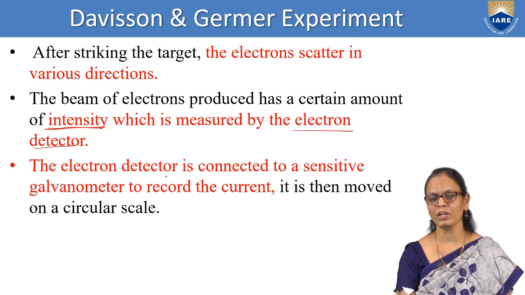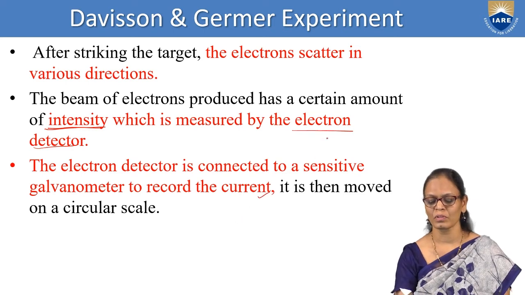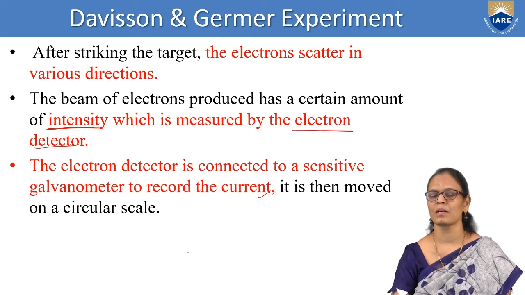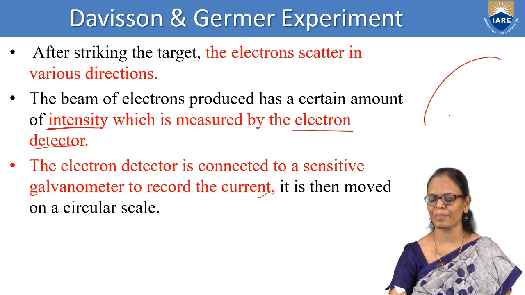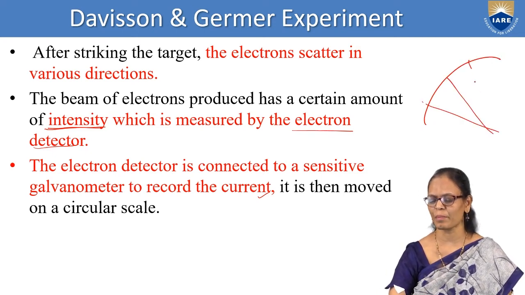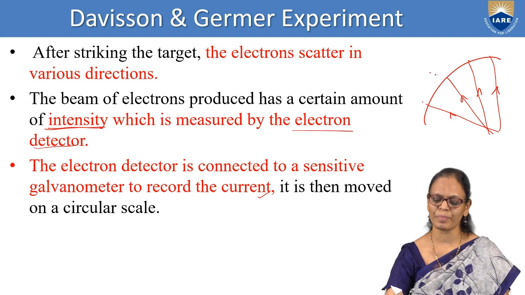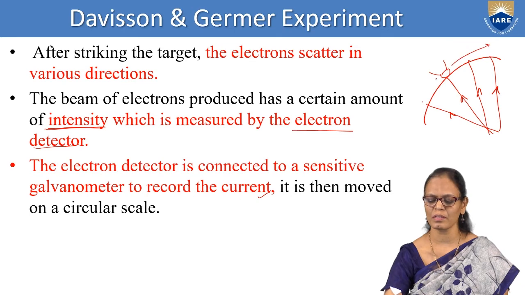Now the electron detector is connected to a sensitive galvanometer to read the current. Current is due to the flow of electrons, so when you connect the electrons to a galvanometer, it will read the current for us. And then it is moved on a circular scale. I told you the purpose: the diffracted beam is coming in different directions, so you need to move the detector, whatever Faraday cup detector you are taking here, on a circular scale.